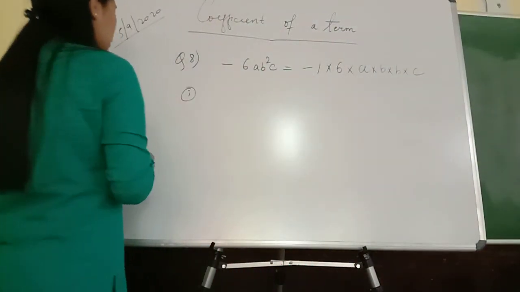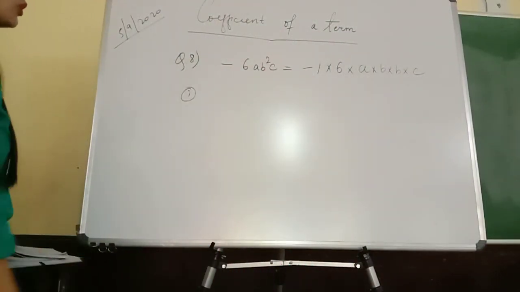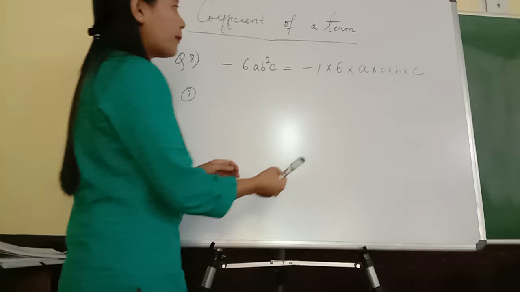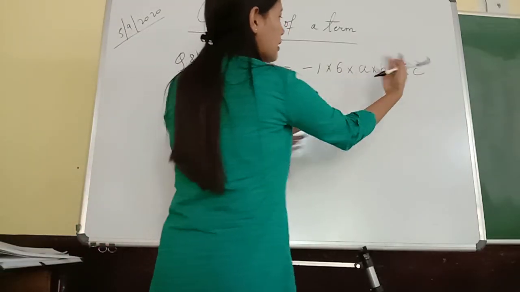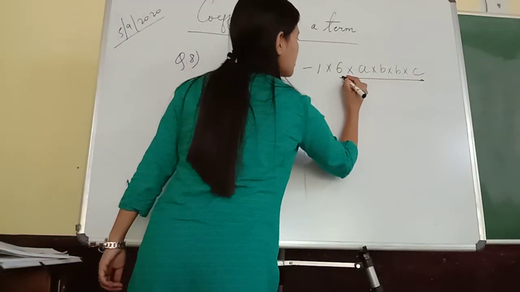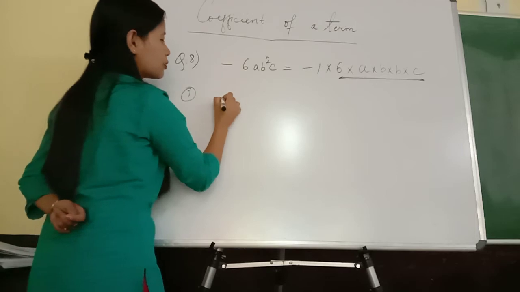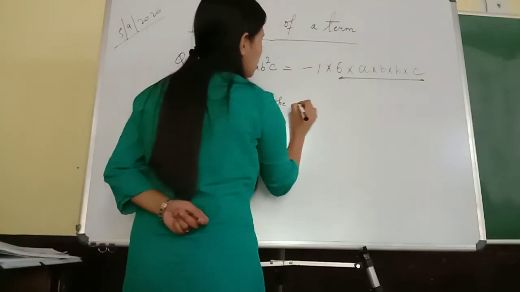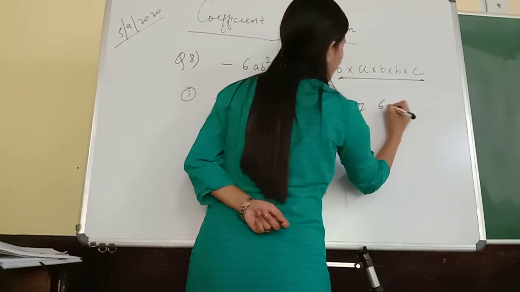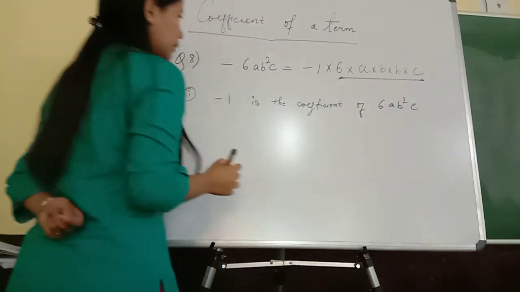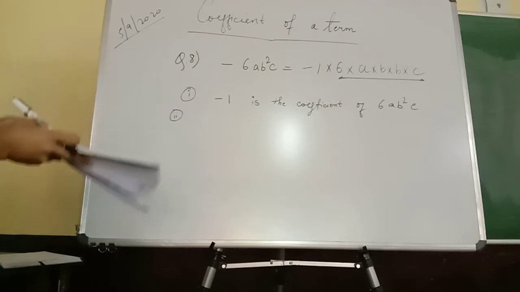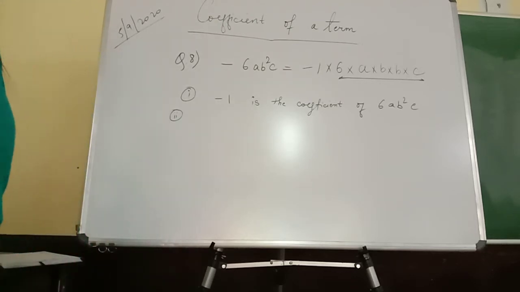In question number 1, they are asking what is the coefficient of 6ab square c. So 6ab square c is removed, and we need to find the coefficient of it. This is all gone, so the only factor left is minus 1. So minus 1 is the coefficient of 6ab square c. Number 2, they are asking what is the coefficient of ab square c.